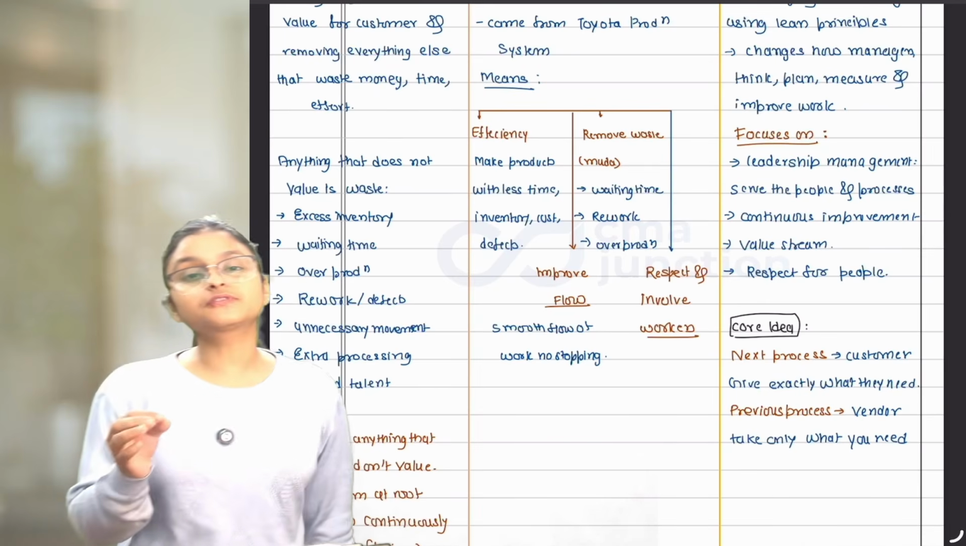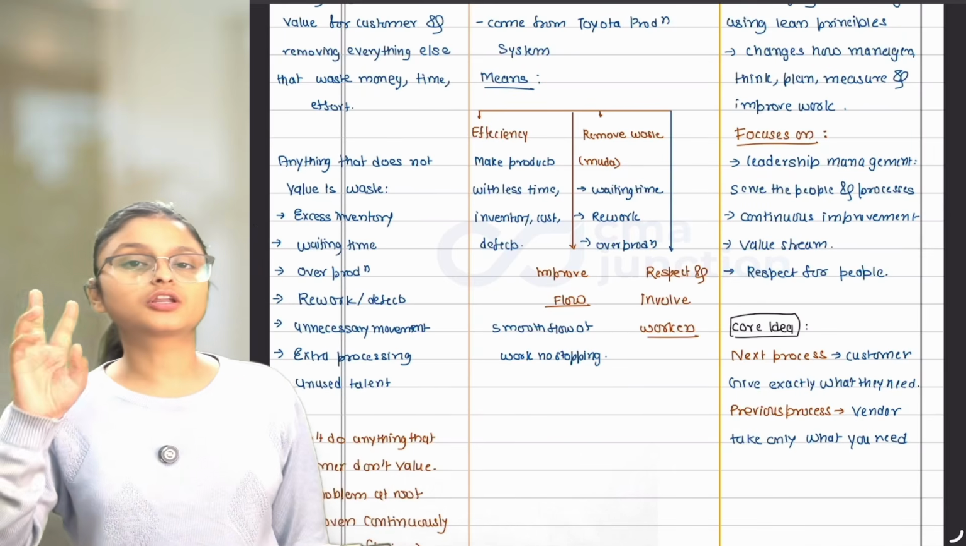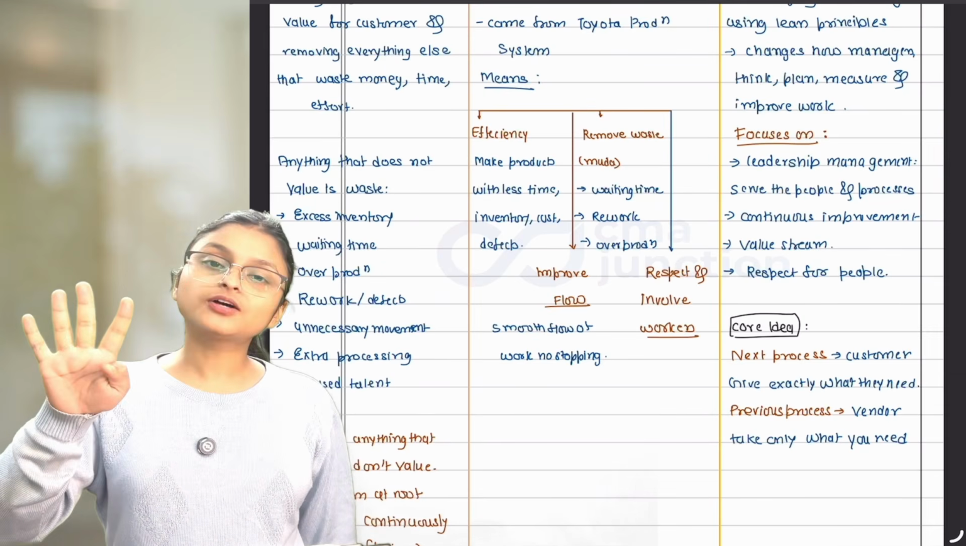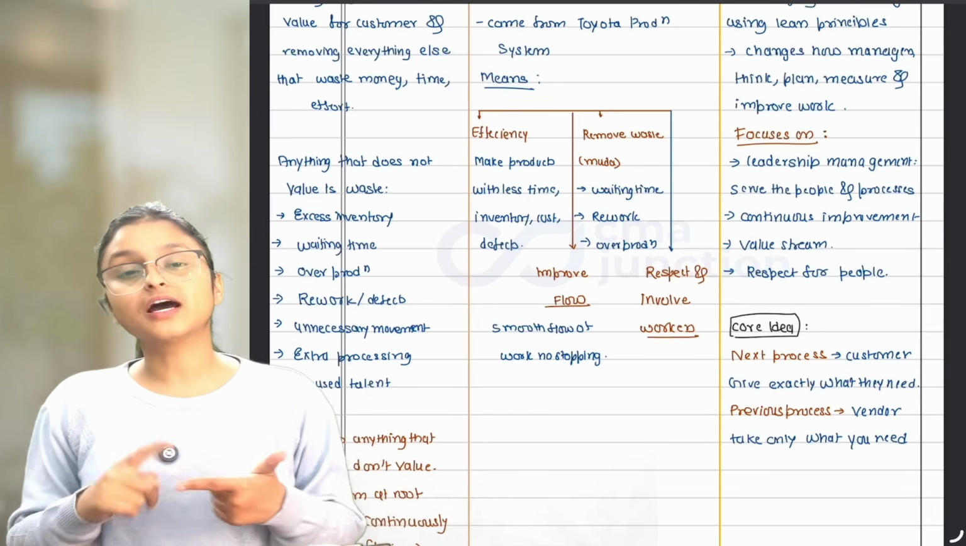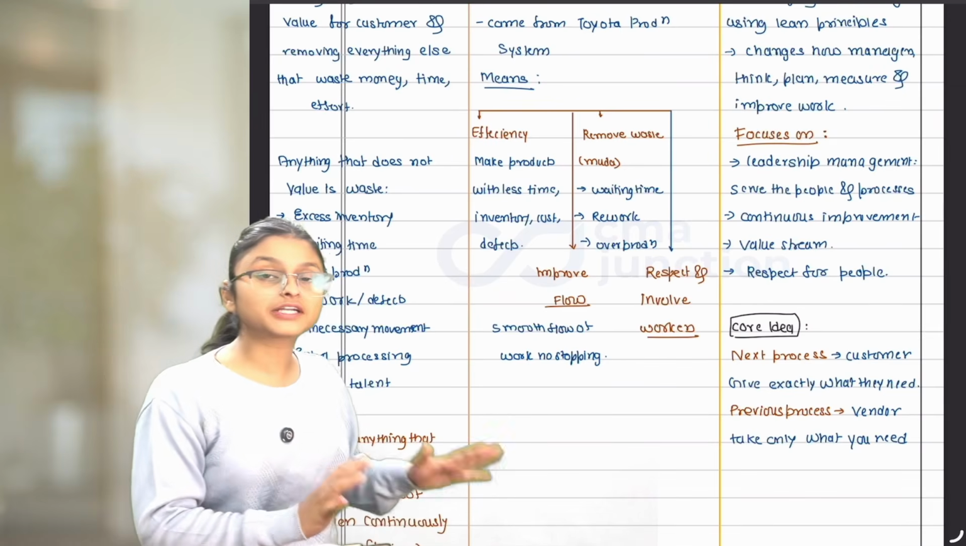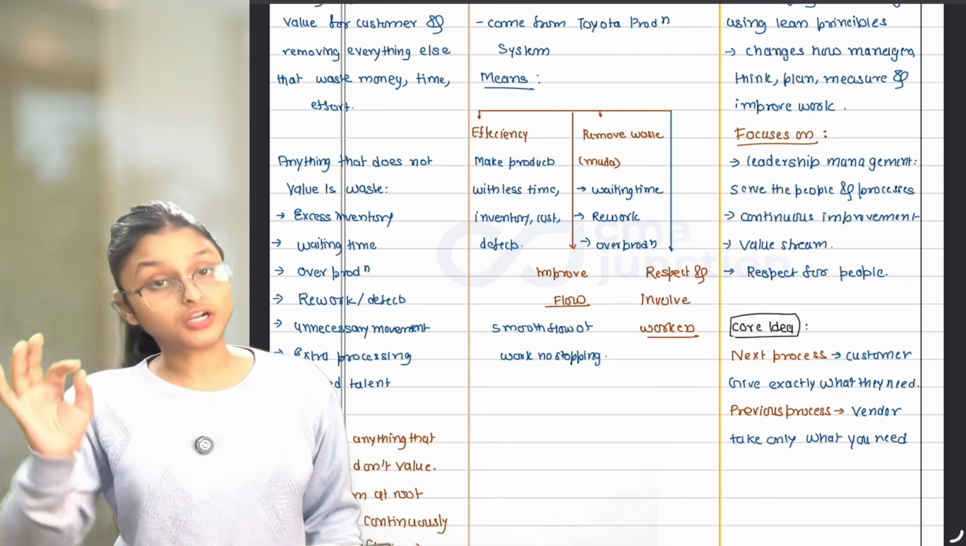Now this waste can be of 7 different types. First is excess inventory, overproduction, waiting time, reworks or defects, unnecessary movement, extra processing, unused talent. All of these are different types of waste which with the help of lean we try to reduce or remove.